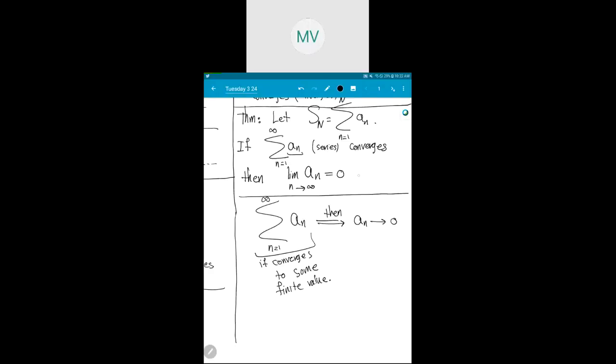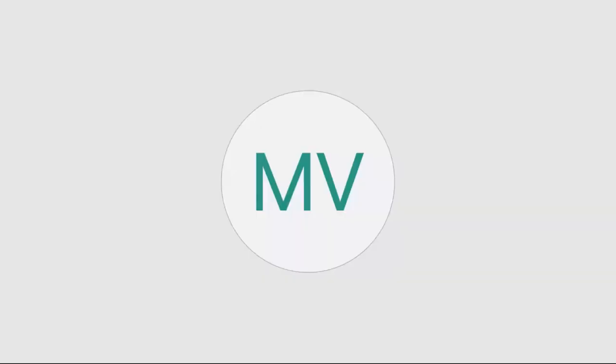Now, let's prove it, and then we'll continue. Proof of theorem. It's very simple. Start with S sub n, the partial sum. Isn't it a1 plus a2 plus all the way to a sub n? But I'm going to write down the last two terms. One is a sub n minus 1, and the last one is a sub n.